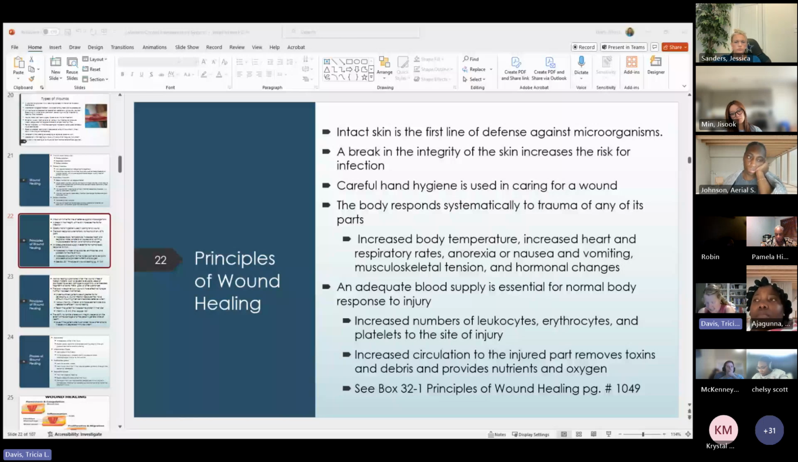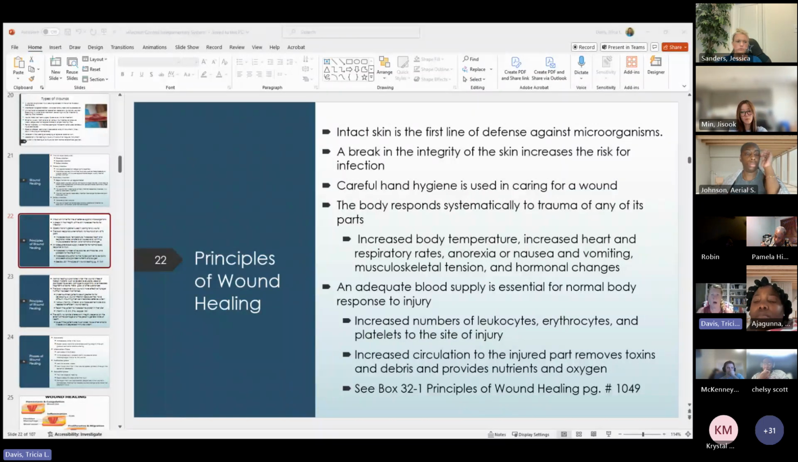Any type of break in that skin integrity puts us at risk for infection. So we as providers know that hand hygiene is the best way to prevent infection. So definitely when we're caring for a wound, even though that wound is dirty, we want to make sure that we are always doing good hand hygiene.